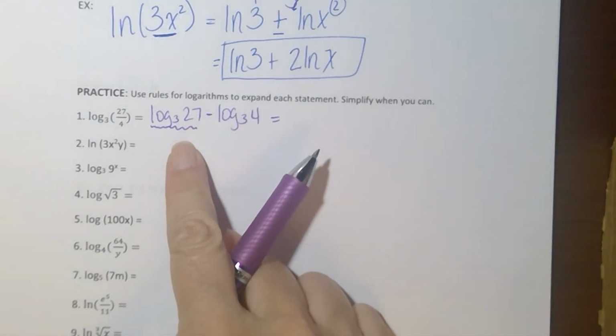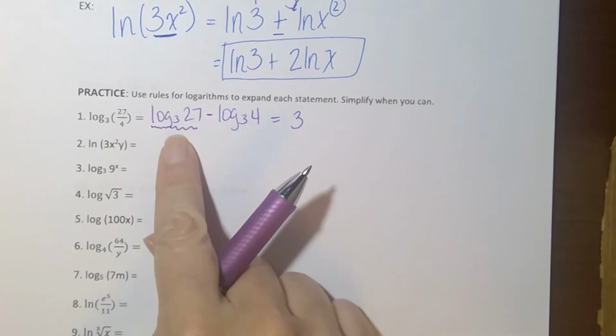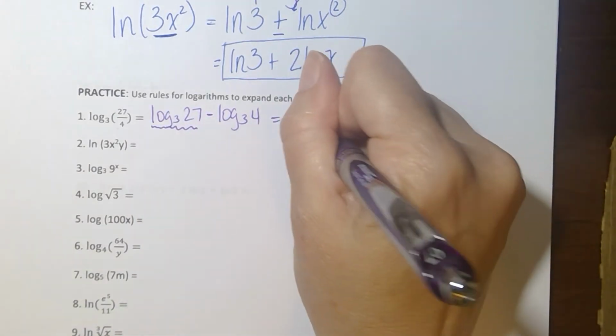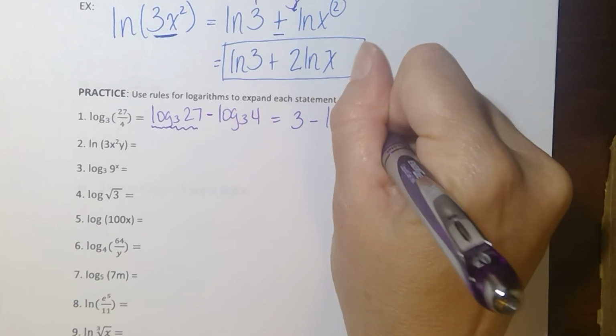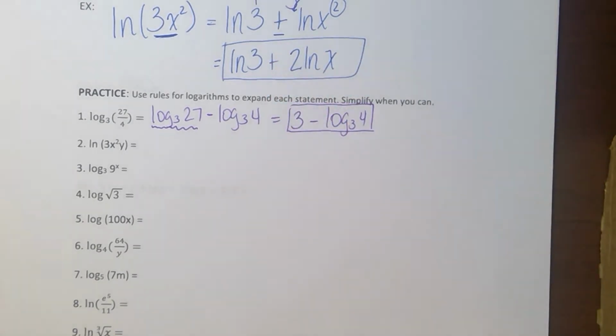What is the exponent of 3 that gives me 27? Well, 3 cubed is 27, so the answer to this logarithm is 3. And then I have minus log base 3 of 4 because that expression does not simplify.